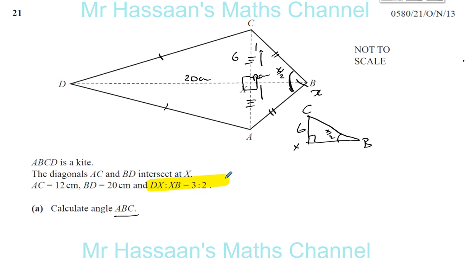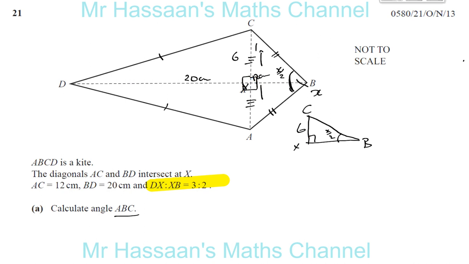So it tells us that the ratio of DX to XB is 3 to 2. DX to XB is 3 parts to 2 parts. I'm not going to write it as a length, because it's a ratio. So that length DB, you can say, is made up of 5 parts, and 2 parts out of those 5 are the length from X to B.